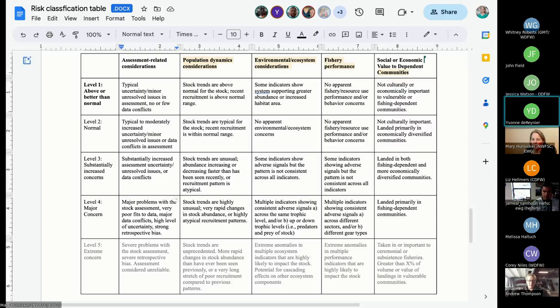Oh, go ahead, Andrew. Sorry. But Mary, I think that's a really good point. But I think it's important to identify, even though they don't have it now, what we need to do to go out and get it to better understand what's going on. So I think that's an important part of this too.